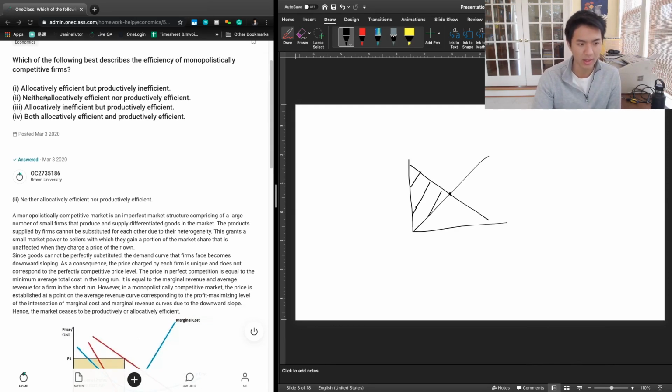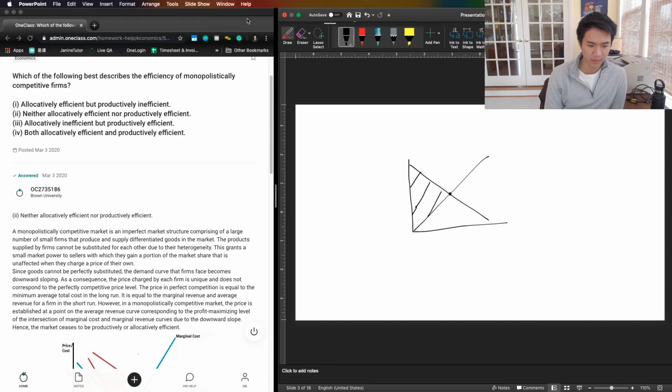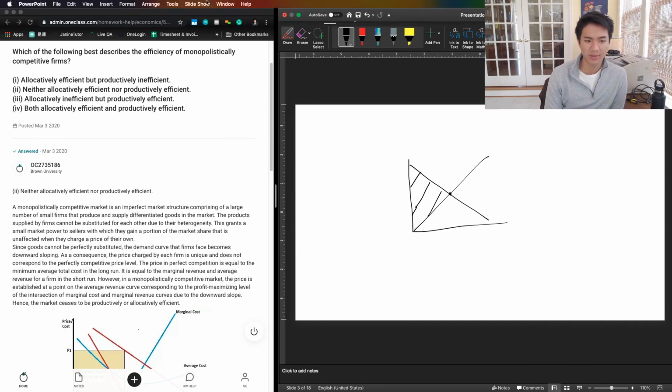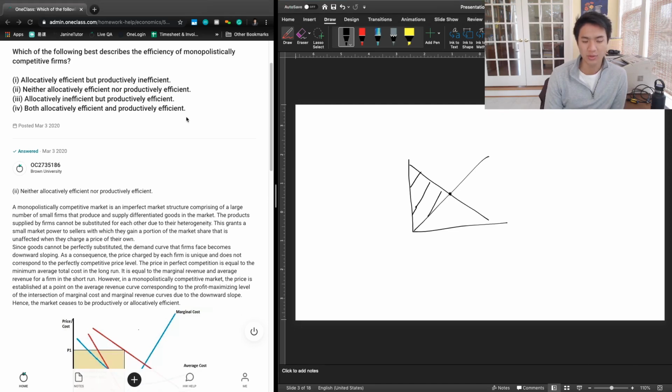So let's take a look at the answer or rationale given by the previous tutor. The previous tutor said, neither allocatively efficient nor productively efficient, which is good. And they said, a monopolistically competitive market is an imperfect market structure comprising a large number of small firms that produce and supply differentiated goods in the market. The products supplied by firms cannot be substituted for each other due to their heterogeneity, as opposed to homogeneity. This grants a small market power to sellers, with which they gain a portion of the market share that is unaffected when they charge a price of their own.